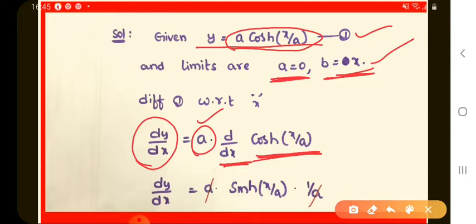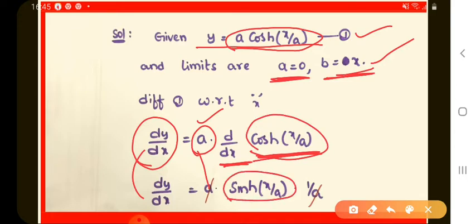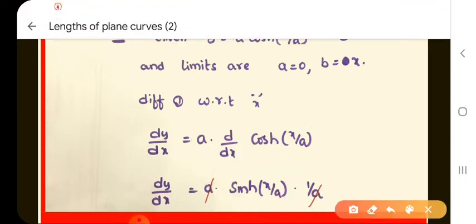Just cos x differentiates to minus sin x, but the differentiation of cos hyperbolic x is sin hyperbolic x. So no negative value here. So I write dy by dx, and the differentiation of cos hx by a is sin hx by a, and I again differentiate the function x by a, where d by dx of x equals 1 and a is the constant. Do you understand?